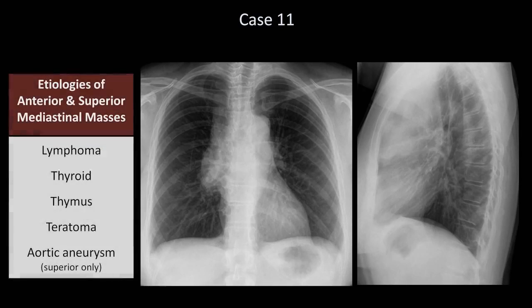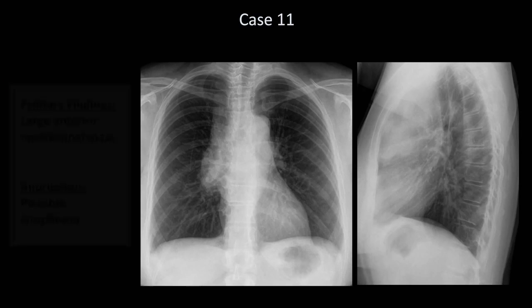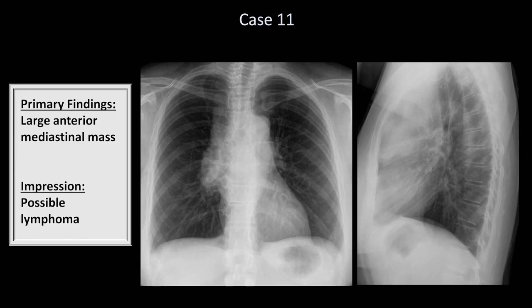Here's a differential diagnosis of masses in either the anterior or superior mediastinum. Of these, given the patient's weight loss and fevers, a lymphoma is most likely. So a large anterior mediastinal mass due to possible lymphoma, which is indeed what she ended up being diagnosed with after biopsy.